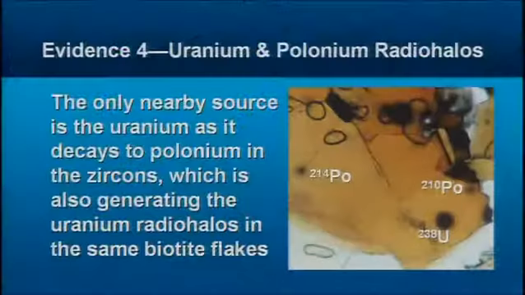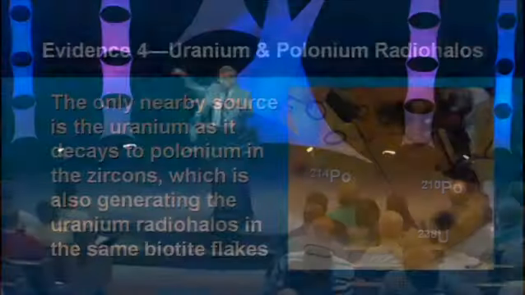Why? Where did the polonium come from to produce these radiohalos? It's not in the biotite. The actual closest source is the uranium in the zircons, because remember, the uranium is decaying down to polonium as it's producing the radiohalo, the uranium radiohalo. That means the polonium had to be scavenged from the zircon crystals as the uranium was decaying and transported to produce independent polonium radiohalos. That means the uranium and polonium radiohalos had to form at the same time. And here's the crux of the matter.